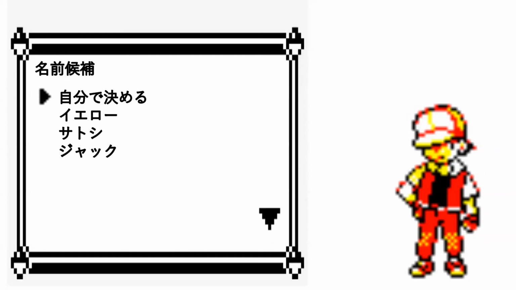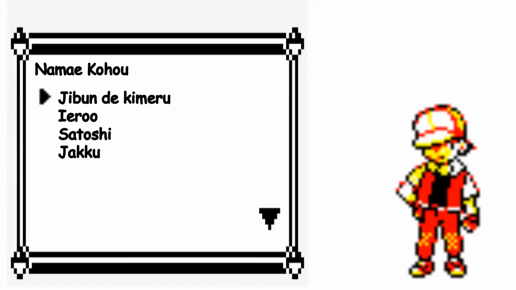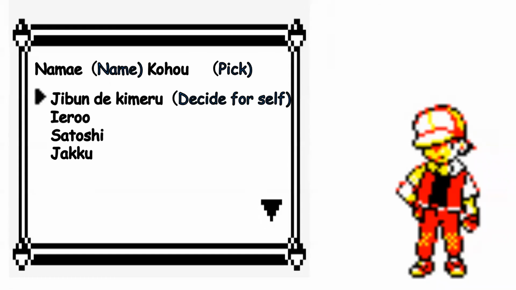Okay, let's pause the video and try to read these kanji. Okay, now let's try to read it in hiragana. Now let's see if you're able to read it well. Namae koho. Namae means your name. Then koho is to pick, because this is our list. The names that you see on the screen right now are all lists. So either we can use this one or the rest here.